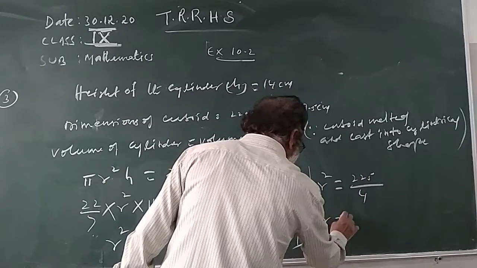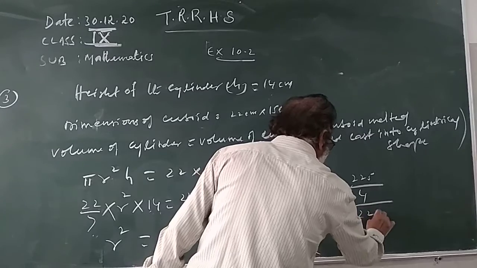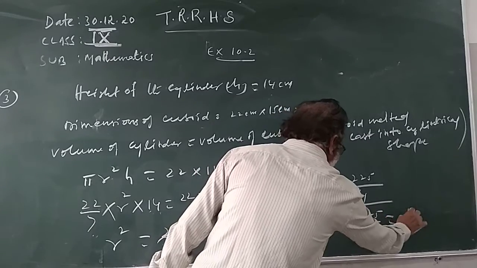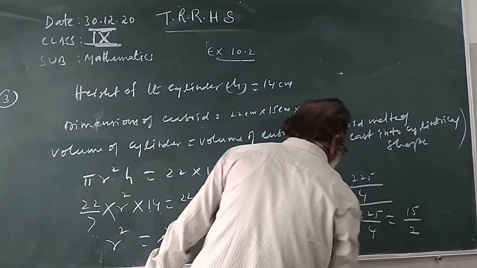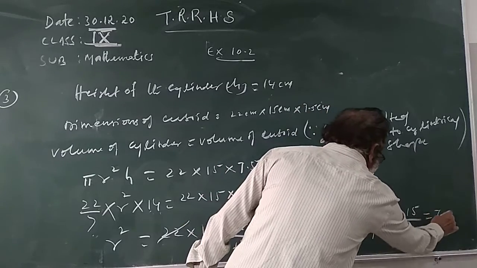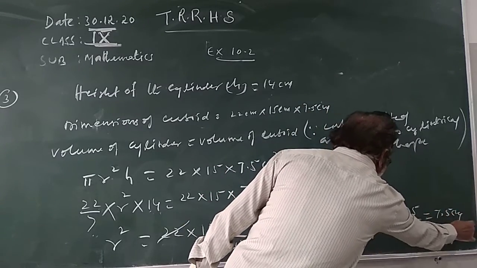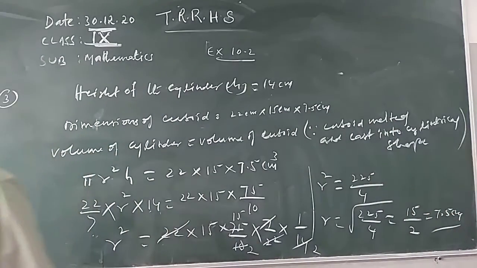So r is equal to the square root of 225 by 4. Square root of 225 is 15, square root of 4 is 2, so 15 by 2 means 7.5 centimeters. Therefore, the radius of the cylinder is 7.5 centimeters. Children, I hope you clearly understood. We'll continue the next exercise problems in the next session. You try to do the next problems; otherwise, I will explain. Thank you.